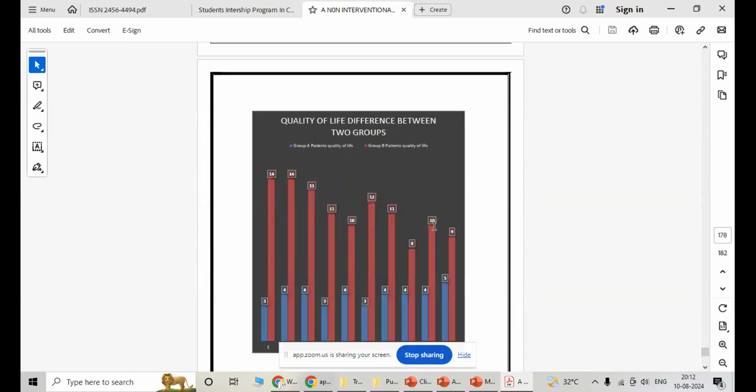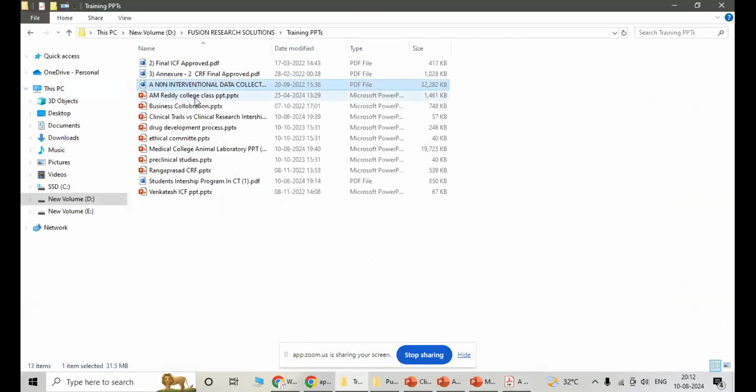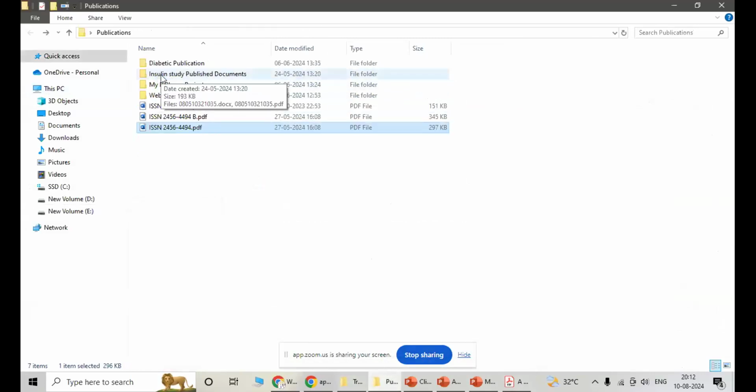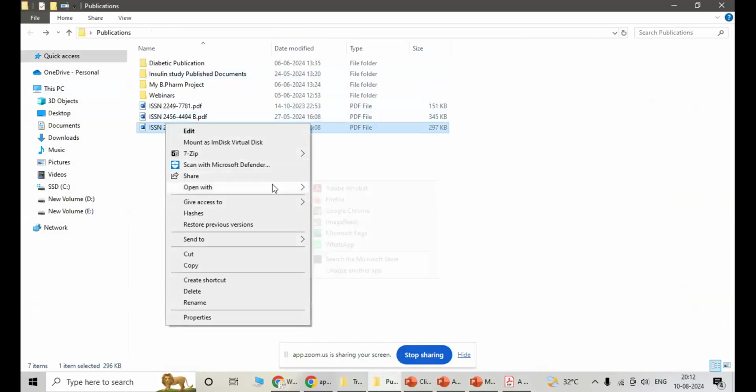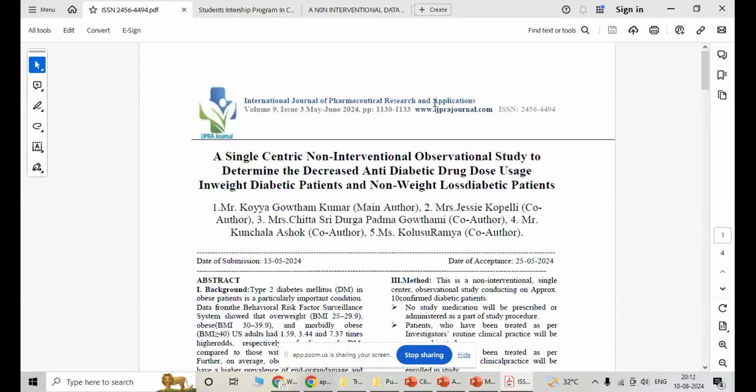Okay, in the graphical representations, this one is published. So many articles are published. I will show you one of the articles. This is the article: International Journal of Pharmaceutical Research and Applications.